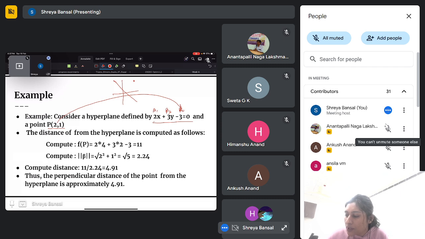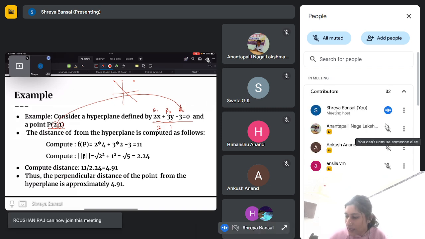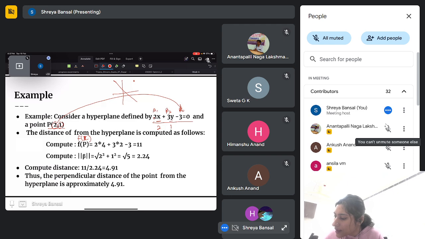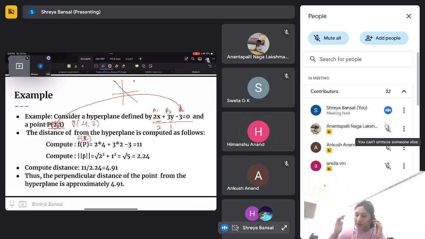How can you put this? 2 into x is 2, y is 1. Just put 2 and 1 here and you will get some value. So what I have done here is calculate this f(x), and because the point is p, I'm calculating f(p). Oh sorry, the point is not 2, 1. By mistake I have written that. Let's change the point. The point is 4 and 2. So 2 into 4 plus 3 into 2 minus 3 will give you 11.